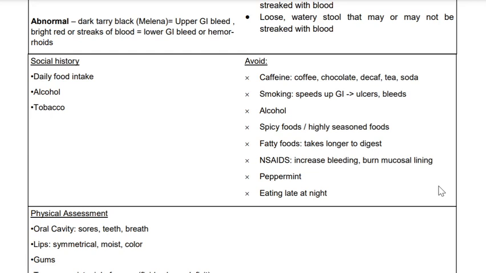NSAIDs increase bleeding. A lot of people, you probably already know this, but we usually tell the patient to hold their NSAIDs before a procedure because it can increase the risk of bleeding. But a lot of students don't know that NSAIDs act a little bit like aspirin. This is exactly why we have them hold this, because aspirin can also cause a GI bleed. So NSAIDs, if somebody is having a peptic ulcer, is probably not a good idea, right?